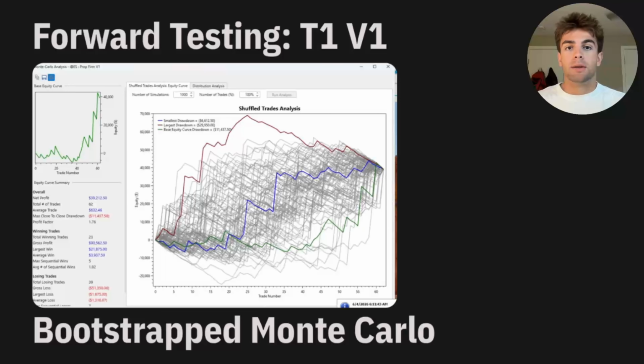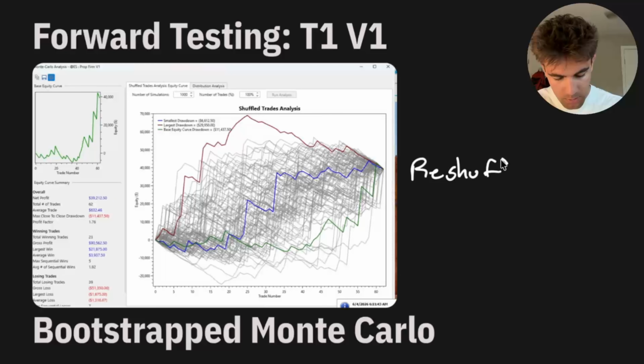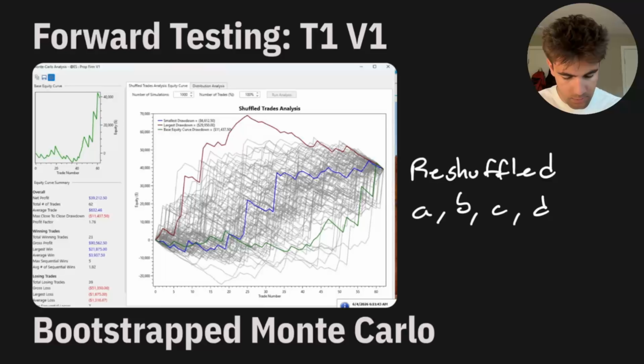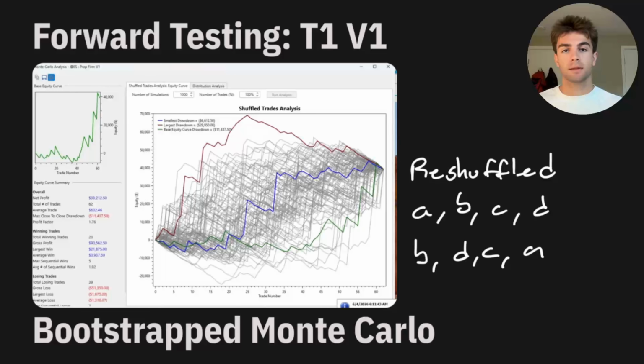So now looking at different types of forward testing. Here we have the reshuffled Monte Carlo from the first trading strategy that I developed in MultiCharts. However, this is just the trades shuffled up into a different order. That's why the starting and ending equity is the exact same. It is the exact same trades, just in a different order to illustrate the fragility of the strategy and the potential drawdown that could occur.